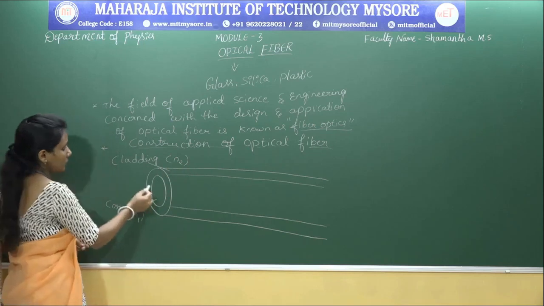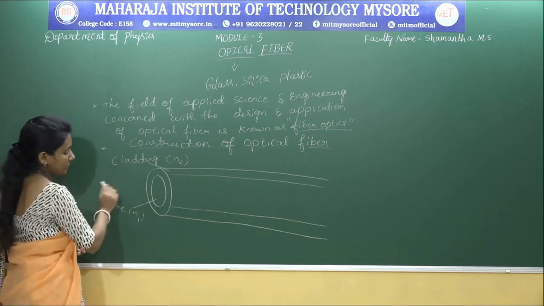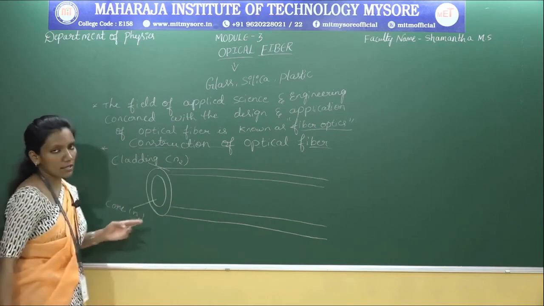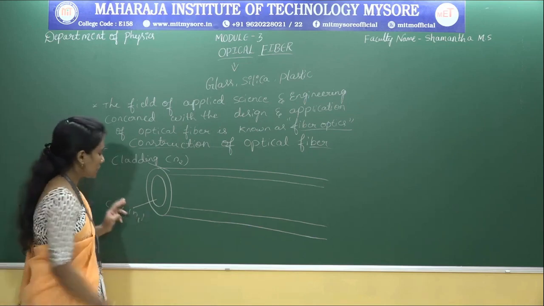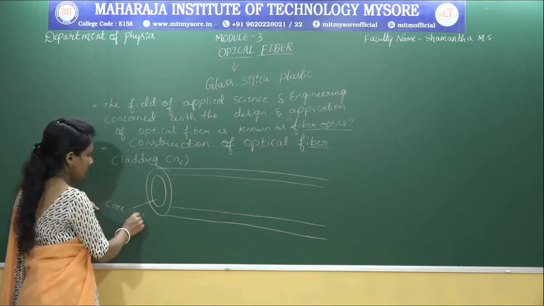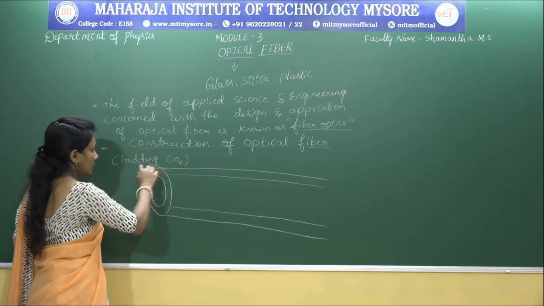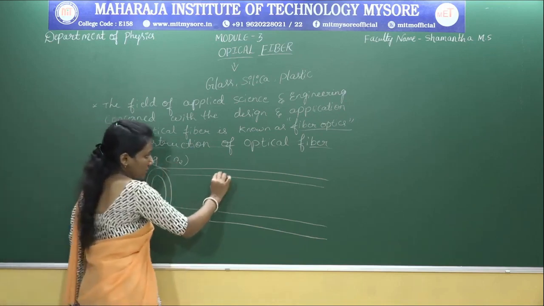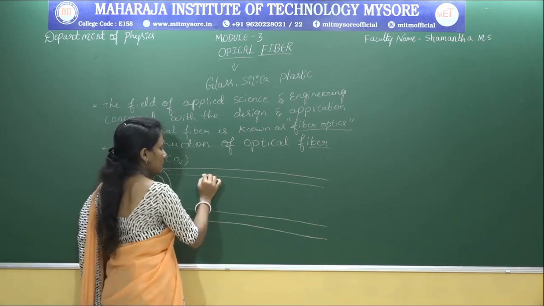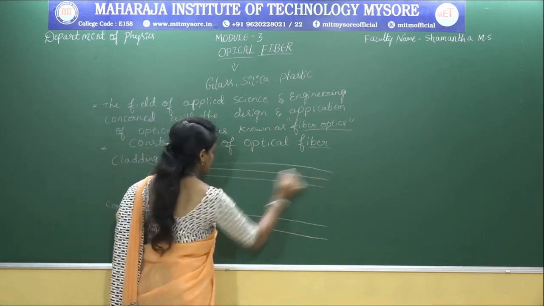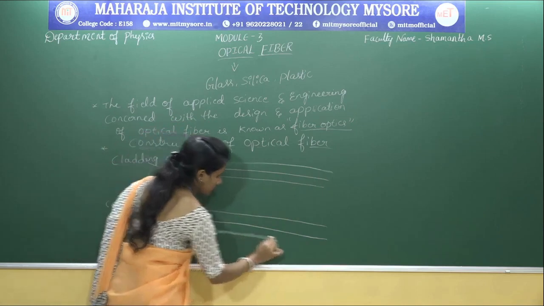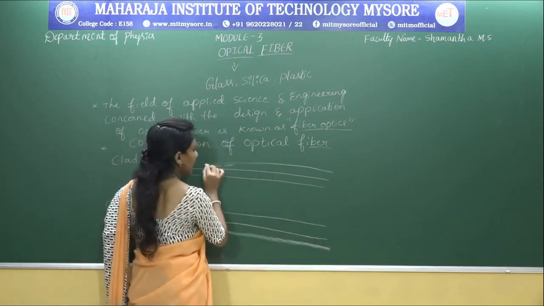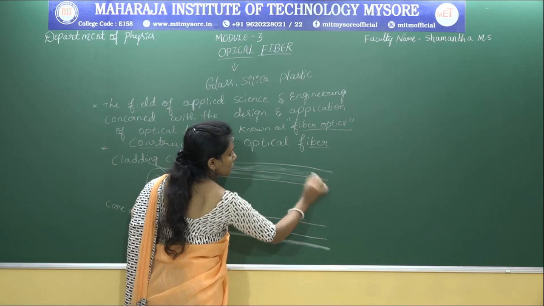N2 and this surrounding, what the light ray enters is called the surrounding medium. So, N1 is the denser medium and the cladding region N2 is the rarer medium. This is covered with the sheath. This optical fiber, this cladding, is covered with the sheath.